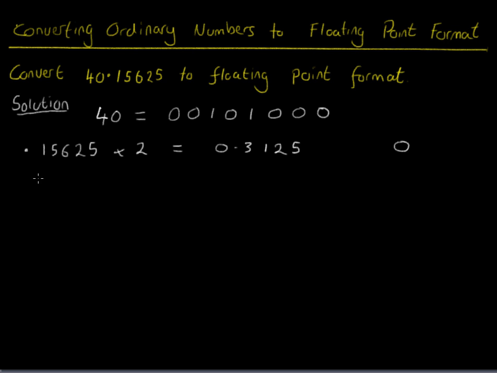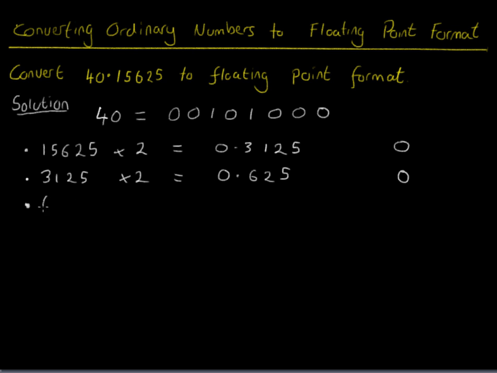But let's take what we've got now. 0.3125. And let's multiply that by 2. And let's see what we get this time. Well, this time we get 0.625. Now, if you notice here, the number is still less than 1. So what am I going to record? That's right, a 0. Okay, let's write down what we've got.